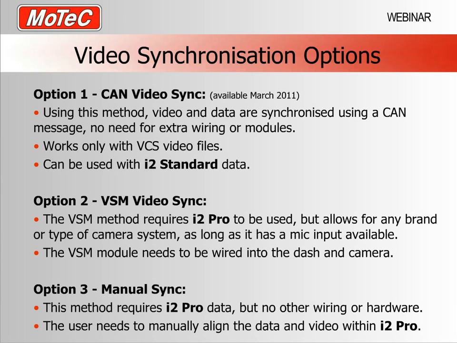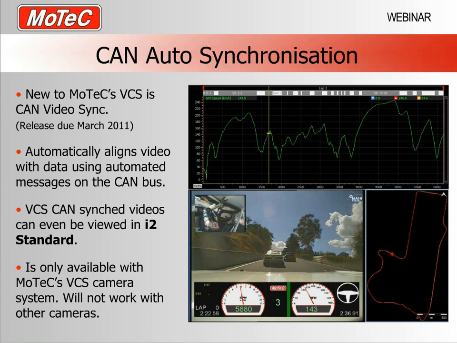Method 3 is manual synchronization. So if you're going to use method 3, you don't need any wiring, you don't need anything. You just grab your video, put it on your laptop, grab your data, bring it up in i2, and then you manually line them up, and I'll go through that method later.